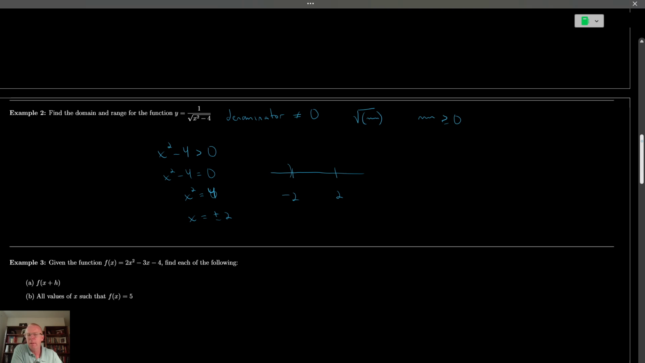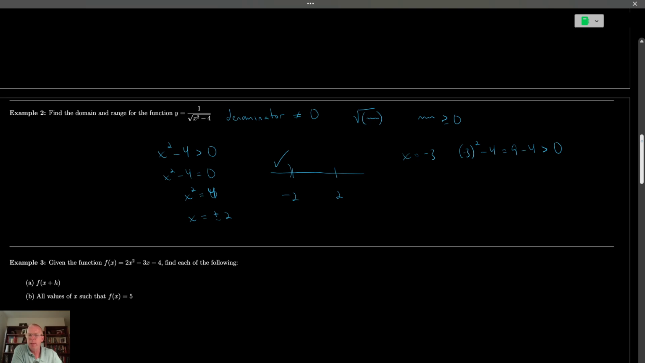So let's pick a number that's less than -2. We can pick any number we want. Sometimes it's better to pick easier numbers. So let's just pick x equals -3. Any number less than -2 works, but -3 is easy. -3 squared minus 4 is 9 minus 4, which is going to be greater than 0. So all these numbers will work. Anything less than -2 will satisfy this inequality.